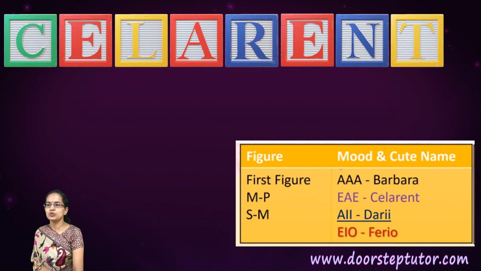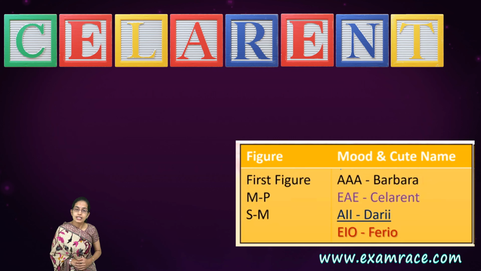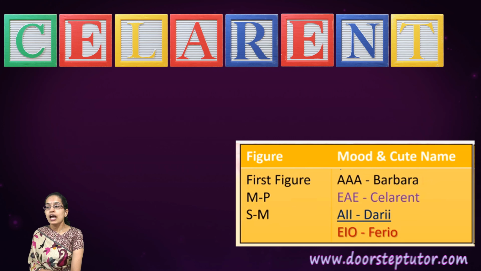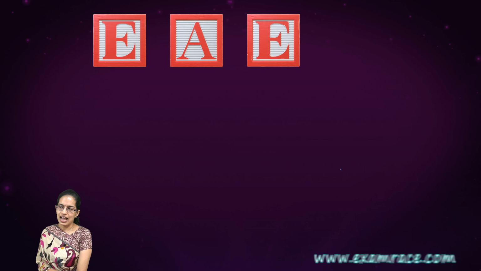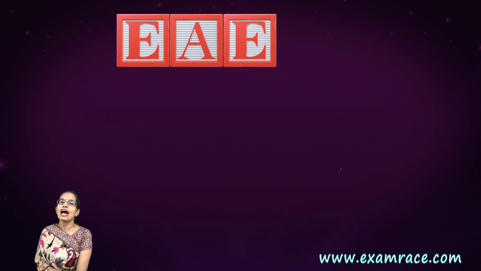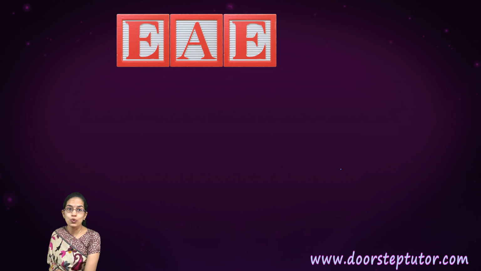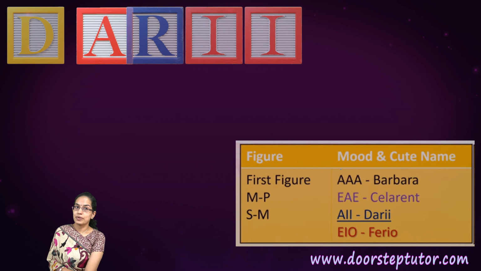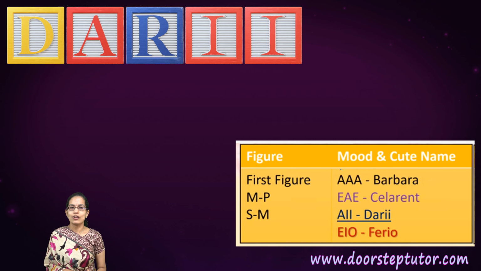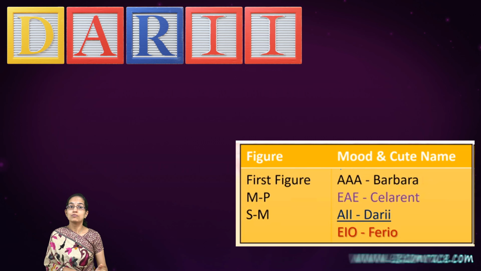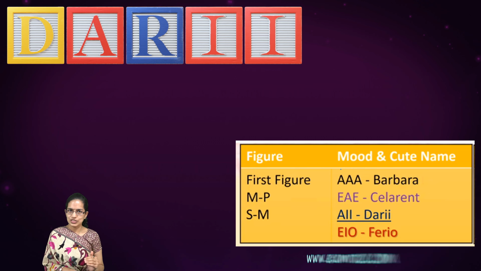Similarly, I move to the next, which is Celarent. Again I would remove the consonants. I would have EAE as the mood here, and this is figure 1. So today the names that we are remembering, remember that these are the valid forms of syllogism. We are only remembering the names for the valid forms of syllogism today.